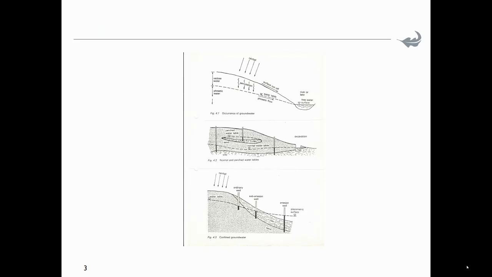If a pipe is inserted into the water-bearing layer, probably a sandstone or sand, the water will rise in the pipe up to the level of the water table. However, if the piezometric surface is above ground, as in the last part of the picture, you will have a so-called artesian well. The water will come out of it automatically without the need to pump.